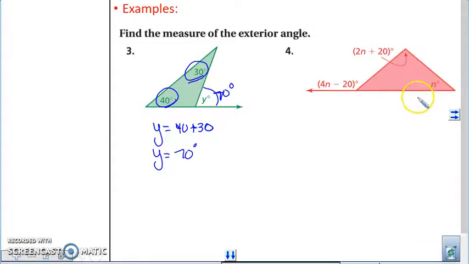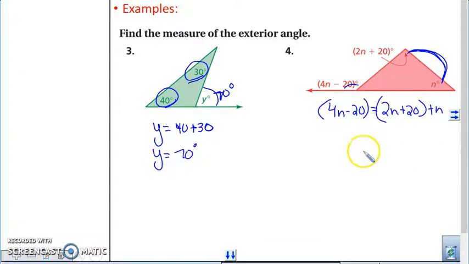All right, let's bump this up a notch. We have this outside angle, and then we have an inside angle, and we have a missing inside angle. Again, outside angle is equal to the two non-adjacent angles added together. 4n minus 20 equals 2n plus 20 plus n. All right, bumped it up a notch here.